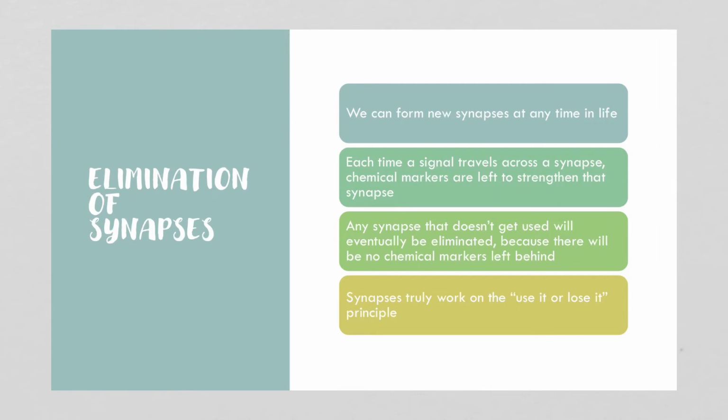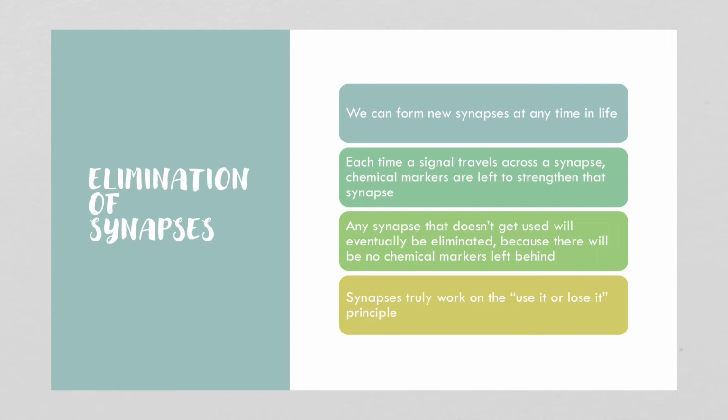The next step will be the elimination of synapses. So we can actually form new synapses at any point in our life. So the adage, you can't teach an old dog new tricks, is not true. You can form new connections all the time. We're constantly learning about our environment and we're constantly storing memories. Every time a signal travels across a synapse, chemical markers will be left to strengthen that connection and that synapse. But if a synapse doesn't get used, it'll eventually be eliminated because there's no chemical markers left behind. So synapses really do work on the use it or lose it principle.